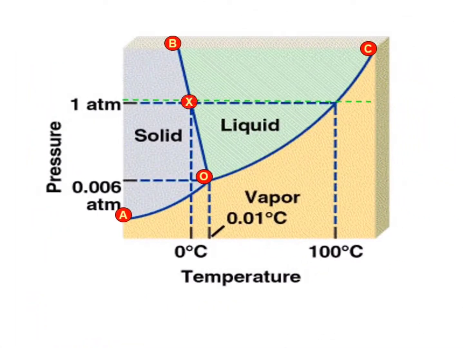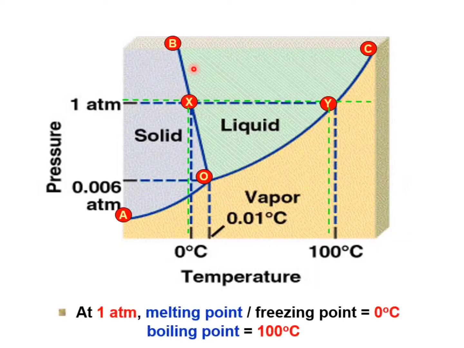Okay, next kita lihat pula at this point. Okay, we have 2 points here, point X and point Y. Okay, what is the phase change here? Okay, at 1 atm, okay, pada 1 atm juga. Okay, melting point or freezing point occurs at 0 degree Celsius. Here. So, kita tahu OB line refers to the phase change solid to liquid, which we call melting point. Liquid to solid is freezing point. So, the temperature involved is 0 degree Celsius.